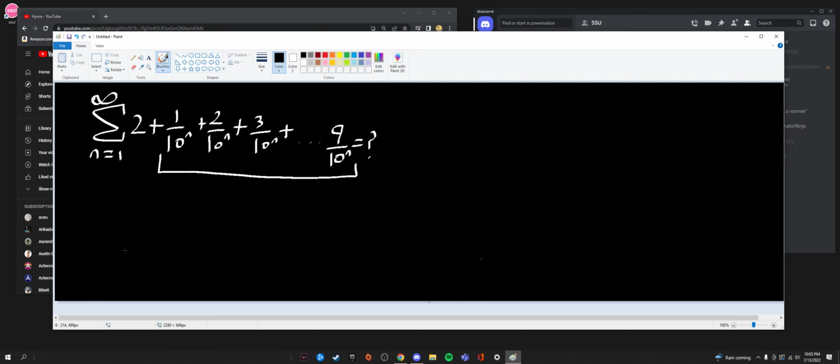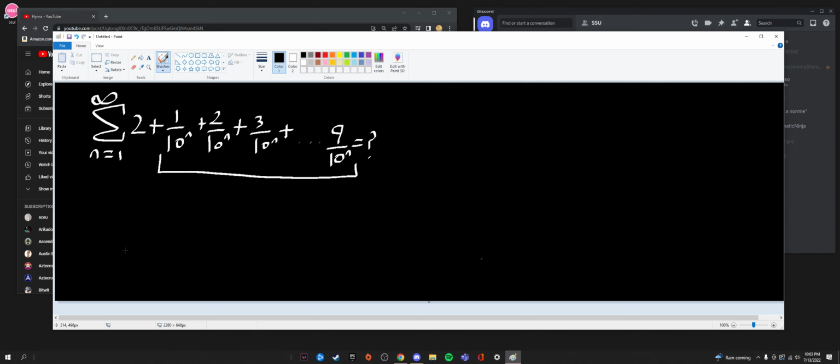So speaking of the series, we have the series as n goes from 1 to infinity of 2 plus 1 over 10 to the power of n plus 2 over 10 to the power of n plus 3 over 10 to the power of n all the way to 9 over 10 to the power of n, and we want to see what this converges to.